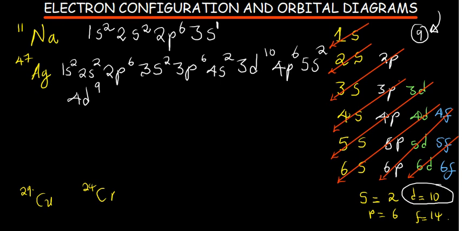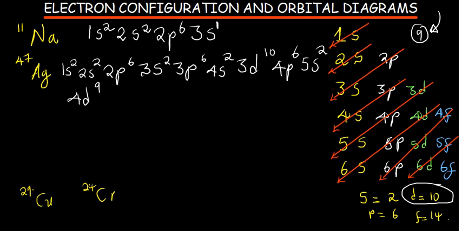No, sir, I'm lost. The way you are skipping from 3p6, you go to 4s, and then 3d. Have you seen how the arrows are moving?